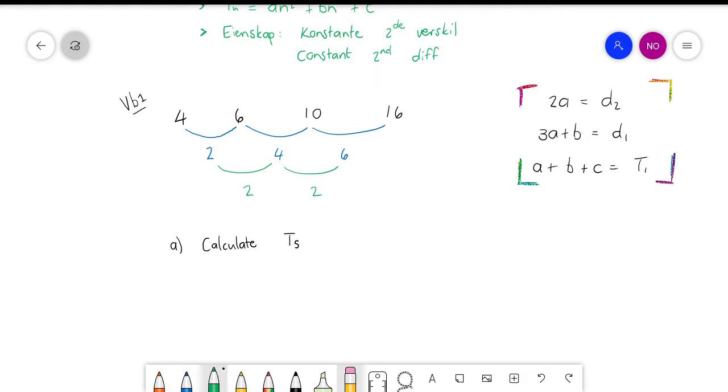So dis die maklikste om van onder af boontoe te werk met hom. So as ek hierso nog 'n 2 gaan bysit, wat gaan die volgende verskil wees? So what's this answer? 24. Hannes, is jy right? Goed.